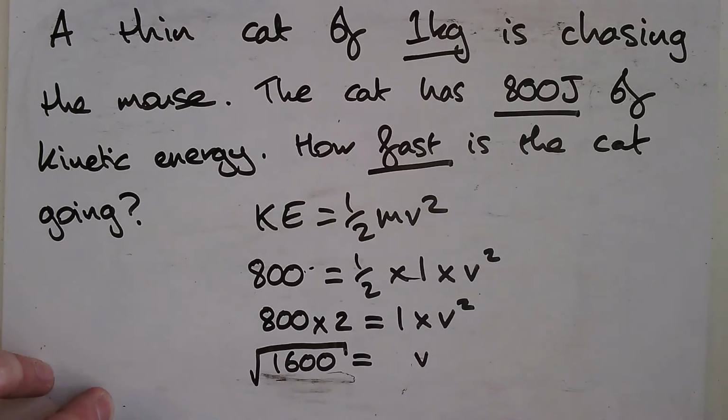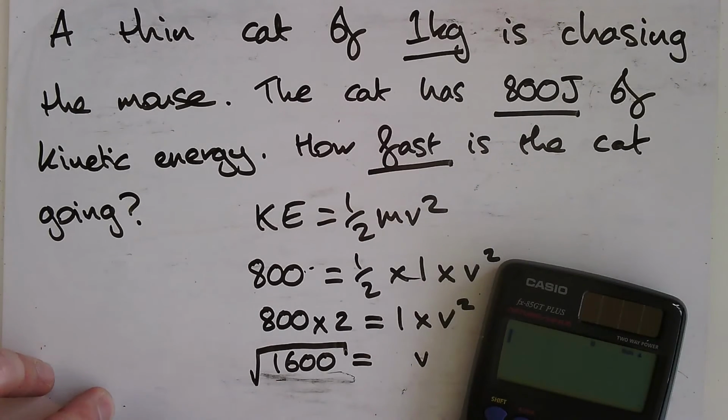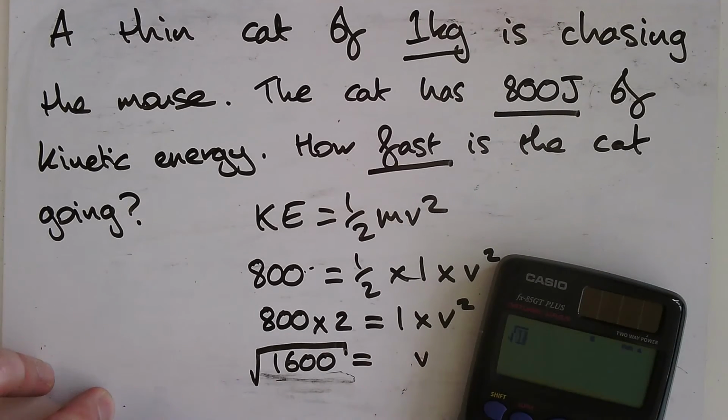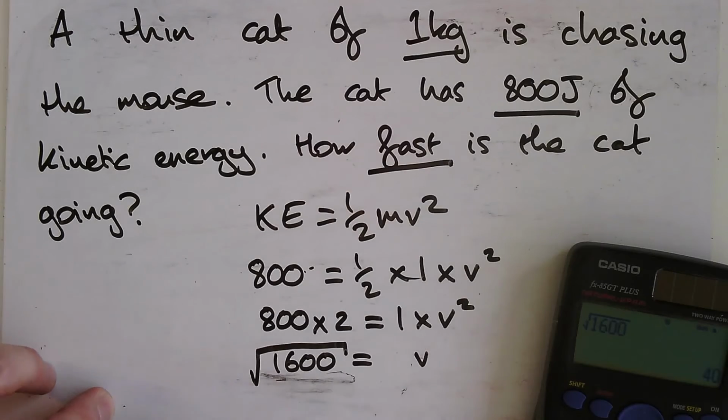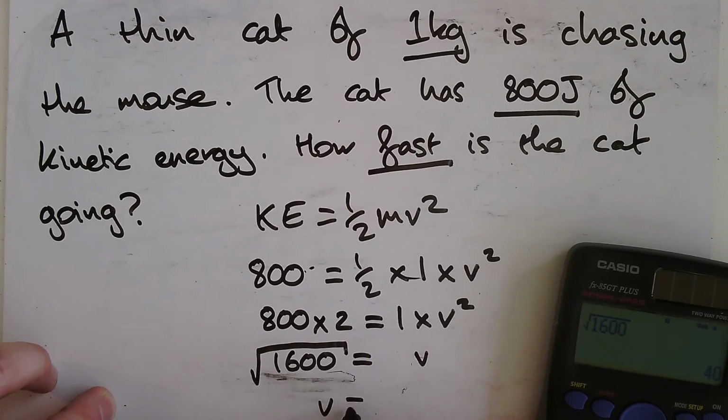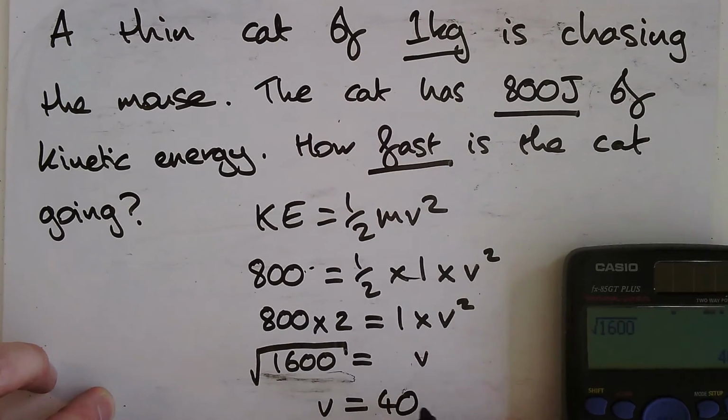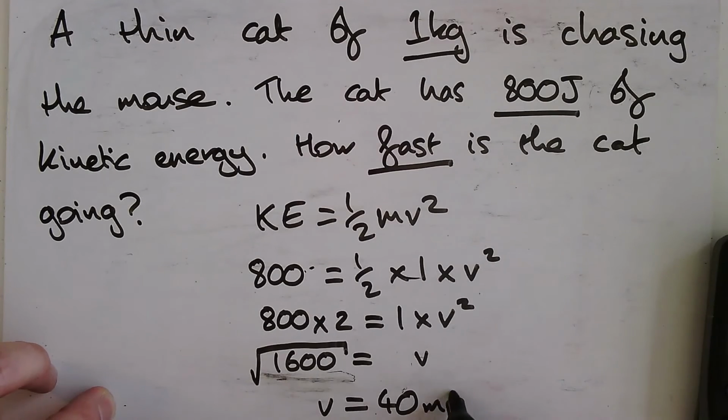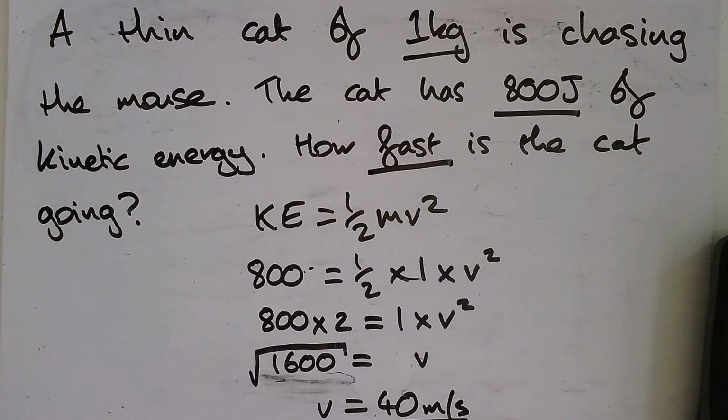Gets me to here. I get my calculator, I type square root 1600, and it gives me 40. So v is equal to 40. I'm a physicist, I must always write a unit with my answer. The cat is travelling at 40 meters per second. Depending on how far away they are, there's quite a good chance that the cat's going to catch the mouse.